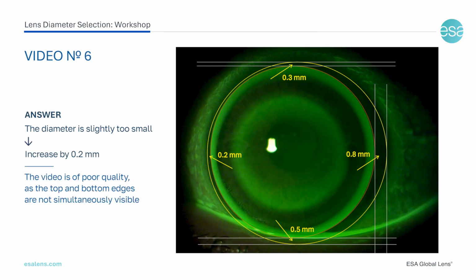Note that this video was recorded in such a way that the top and bottom edges are not simultaneously visible. It is fairly simple, however, to extrapolate the hidden portion by assessing the visible one, and therefore estimate how far the lens edges are from the limbus.